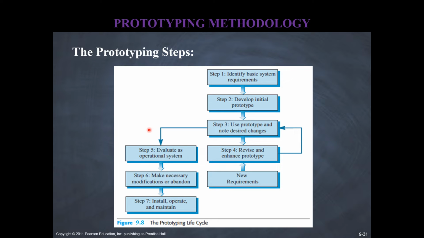So you evaluate it as an operational system, make necessary modifications or abandon it, and then basically you try to install it. If it works, it's good. If it doesn't work, if there are some errors, you fix them. You make necessary modifications, and then you go live. In other words, you install that information system as the system that is operated throughout the organization. So once again, a lot of time is spent just going through iterations here.